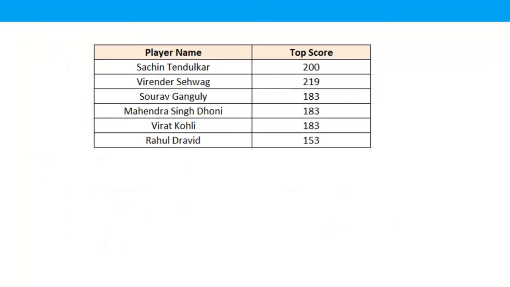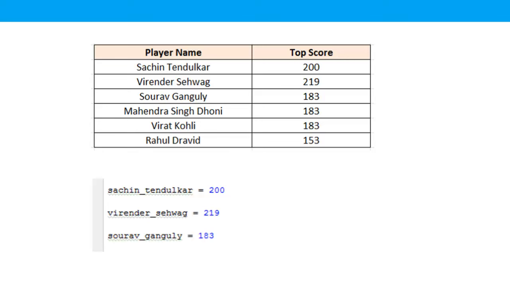So each of these variables represents a single value. We have a data set of 6 Indian batsmen and their corresponding top scores in one day internationals. Suppose we tried to store each of the data points in a separate variable, it is going to be very lengthy, time consuming, as well as tiresome. So we have a solution to this problem.